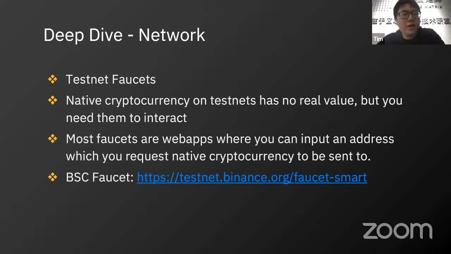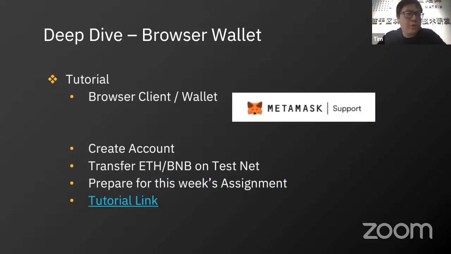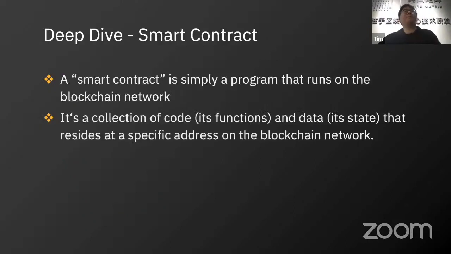And since testnet doesn't really have the mechanism of mining or minting, we need a faucet to produce mock cryptocurrency on testnet. Faucets are just web apps where you input an address to which you request the native cryptocurrency to be sent. So here is a link of the BSC faucet. Later on, if we want to do the practice, we can use this BSC faucet to get your first BNB on the network. Here's the tutorial we probably will go through later, or maybe after class, on how to create an account and transfer the BNB to the testnet to start our smart contract development.